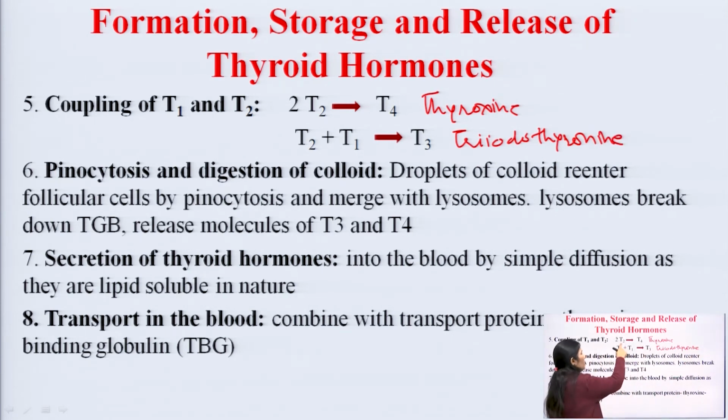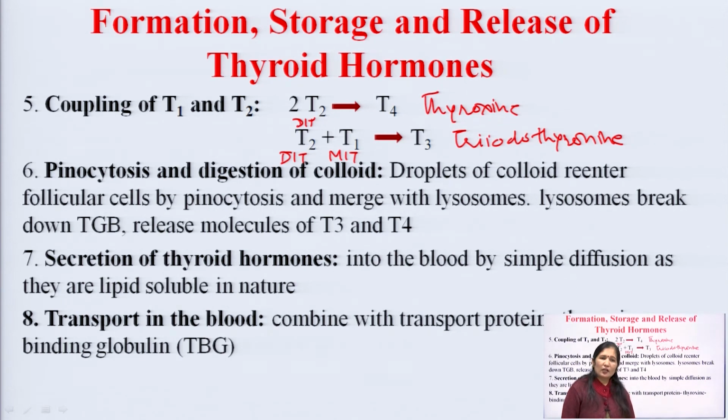So, two T2 molecules, diiodotyrosine, and a monoiodotyrosine will form T3, triiodothyronine. After pinocytosis, droplets of colloid re-enter the follicular cell and there they combine with the lysosomes. Lysosomes break down thyroglobulin and release molecules of T3 and T4. Now, how is the thyroid hormone secreted? That is the next step.